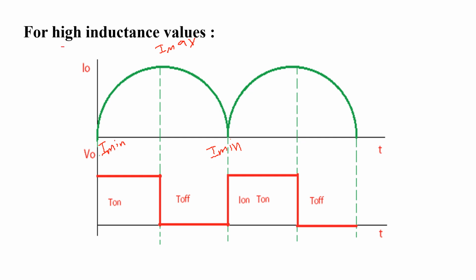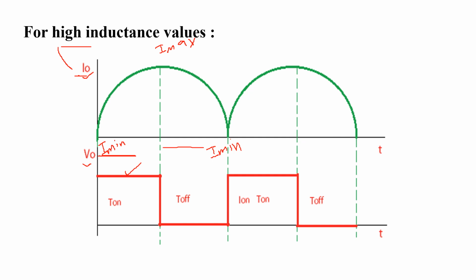Similarly, consider if the inductance value is high. Again, I naught is the load current and V naught is the load voltage or output voltage. If the inductance value is high, then the load current takes more time for charging as well as more time for discharging. This is the time for charging and this is the time for discharging. During the charging period, we get an output voltage which is more than the output voltage when the inductance value is less.